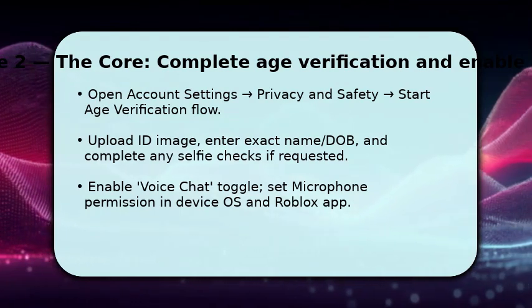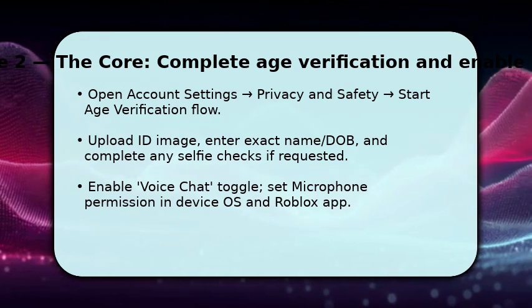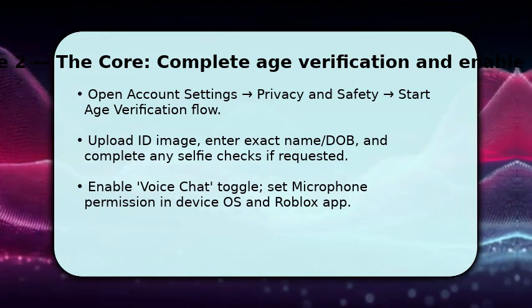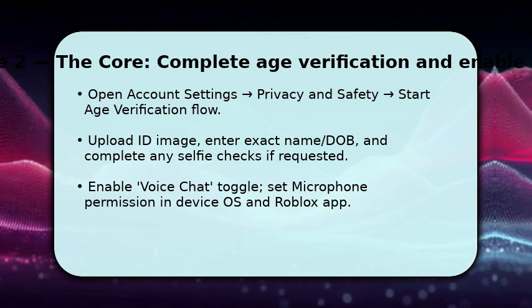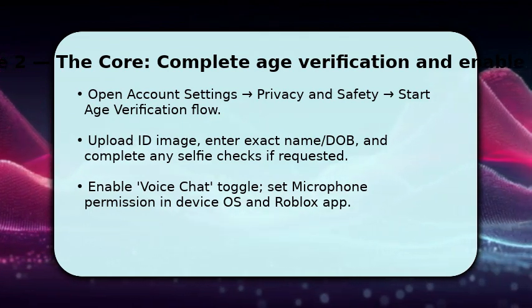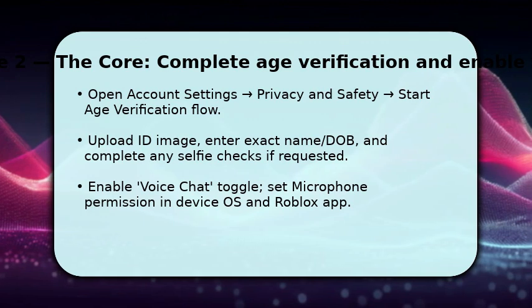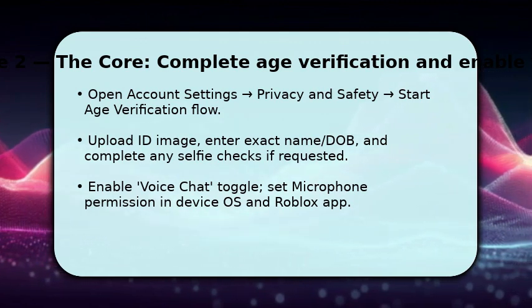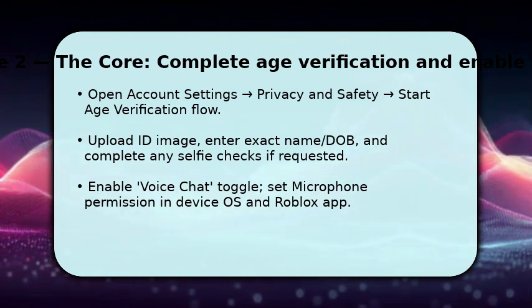You will go to Account Settings, then Privacy and Safety, and start the age verification process. Upload the ID image and type the exact name and DOB shown. Once the ID is accepted, complete any selfie or liveness step Roblox requests to confirm identity.